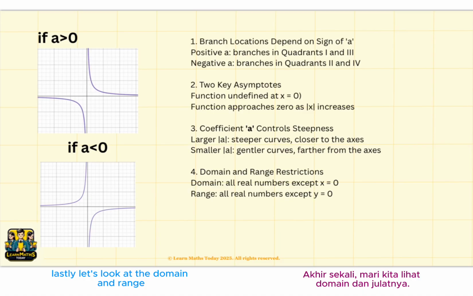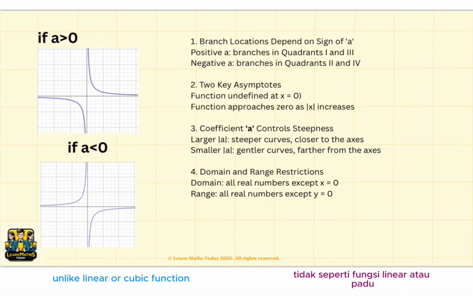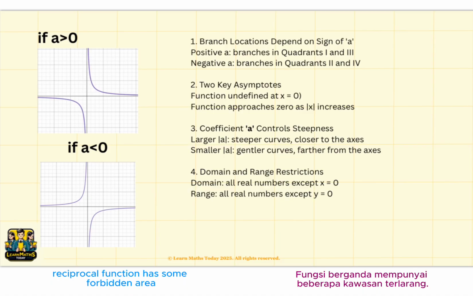Lastly, let's look at the domain and range. Unlike linear or cubic functions, reciprocal functions have some forbidden areas. The domain excludes x equal to 0, and the range also excludes y equal to 0.